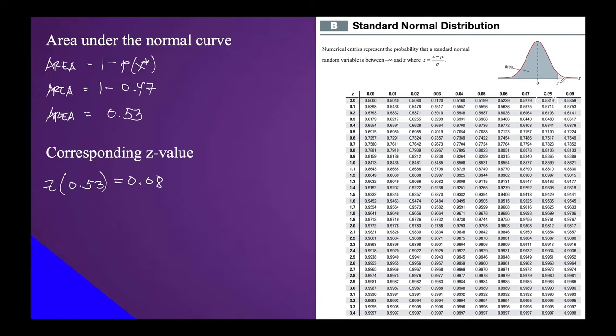And take note that the area na nakuha natin is the area between negative infinity up to the z value natin, which is 0.08, where the z value is x minus mu over standard deviation over sigma, na yung formula ng z-score natin na inaral sa statistics. Okay, mamaya gagamitin natin ito sa next na step natin.